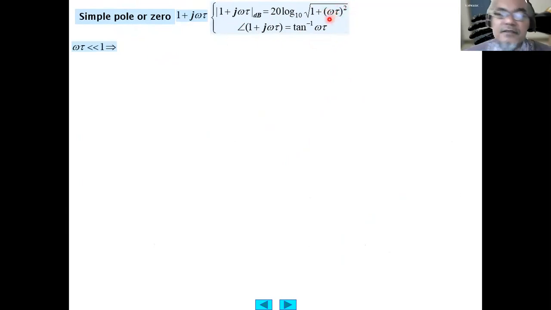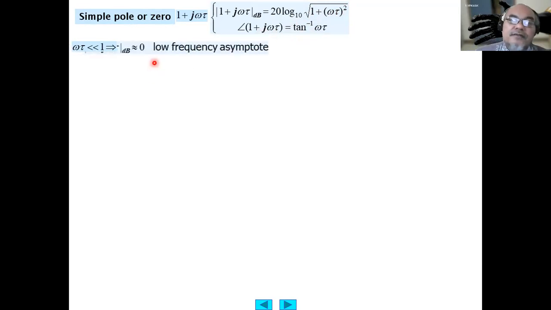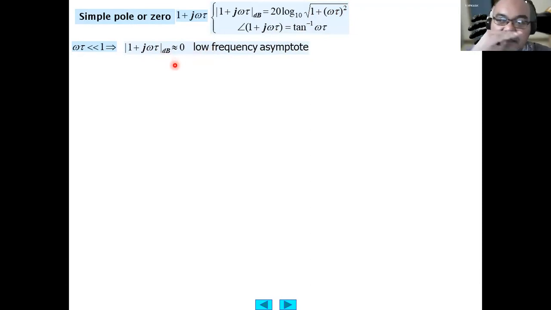So if omega tau is much less than 1, the square root of 1 will be equal to 1, right? Log 1 equals 0. Okay, so then the 0 will be the low frequency asymptote. When omega reaches 0 hertz, then the magnitude of the transfer function will be equal to 0. The phase angle, on the other hand, when this is approaching 0, is also equal to 0 degrees.